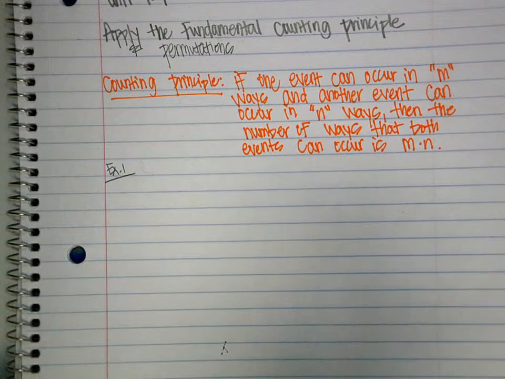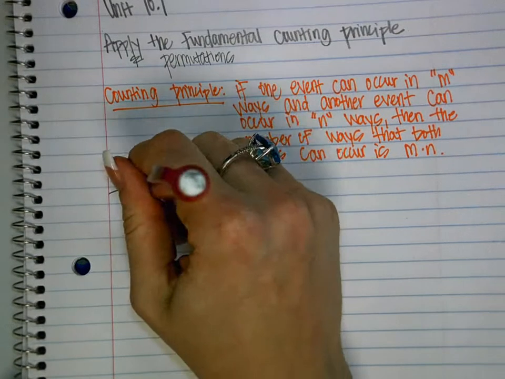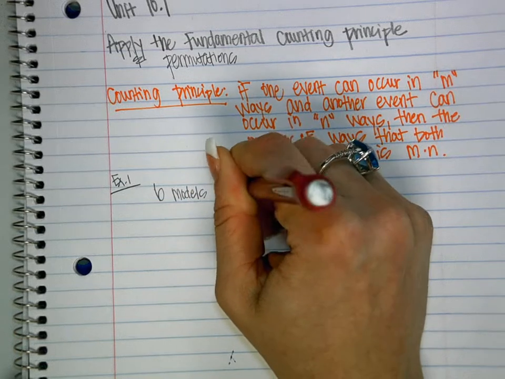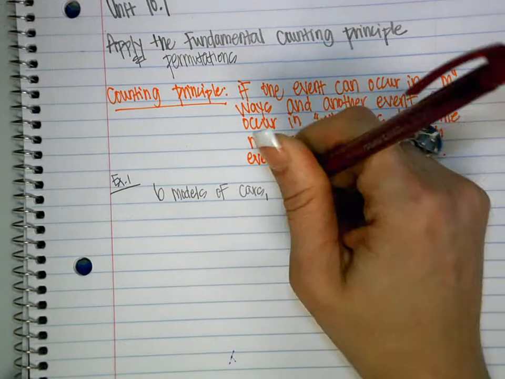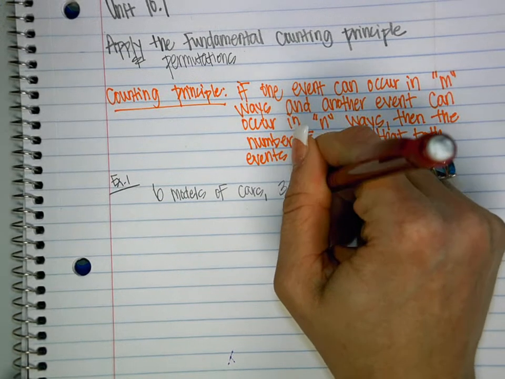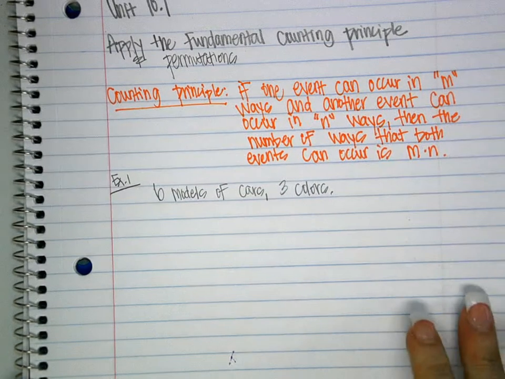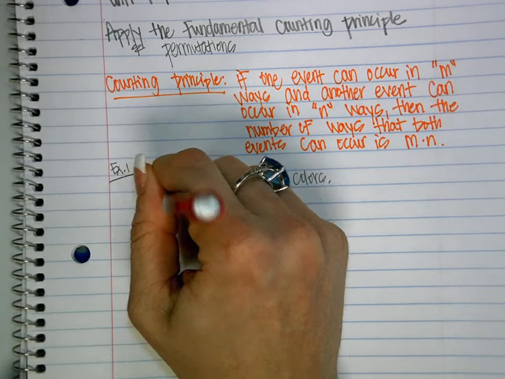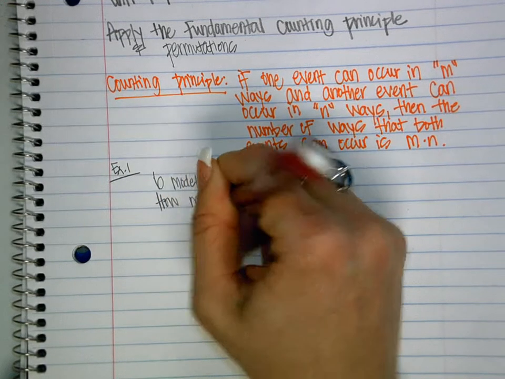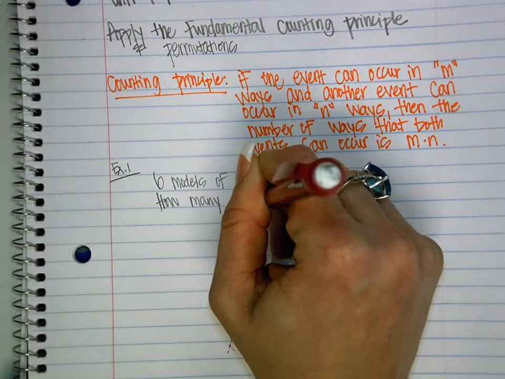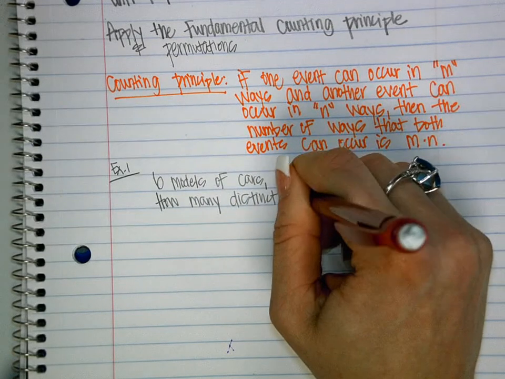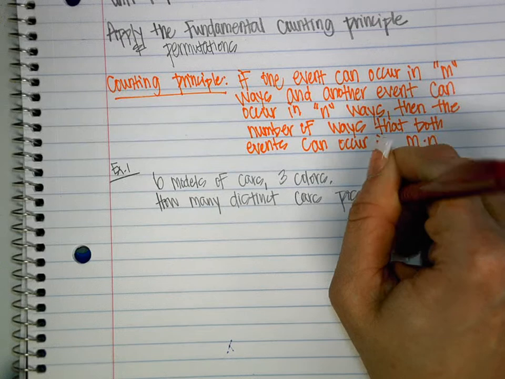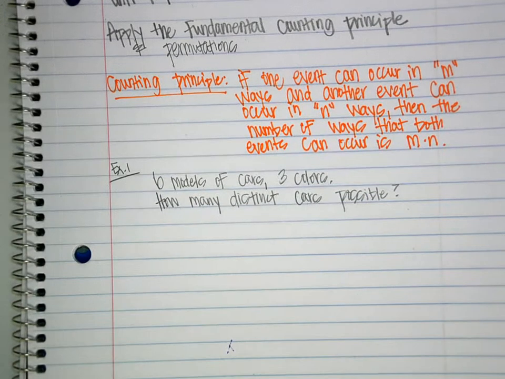For example, 1, if you have 6 models of cars available in 3 colors, I want to know how many distinct cars are possible. The word distinct means how many different possibilities are there.